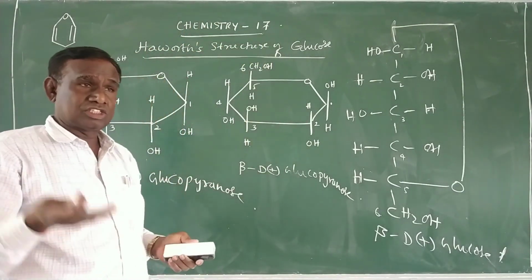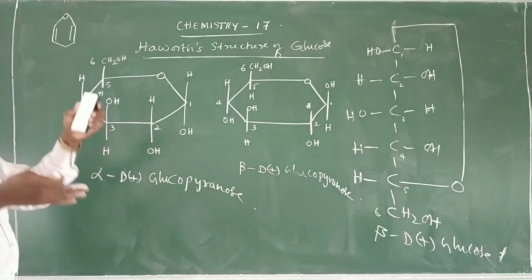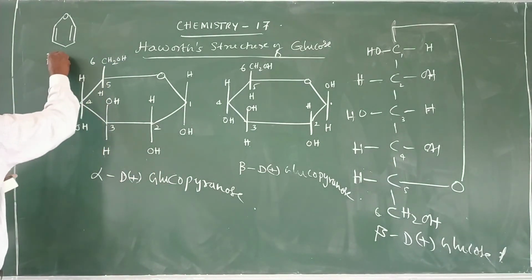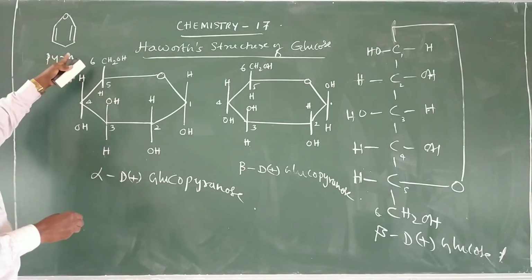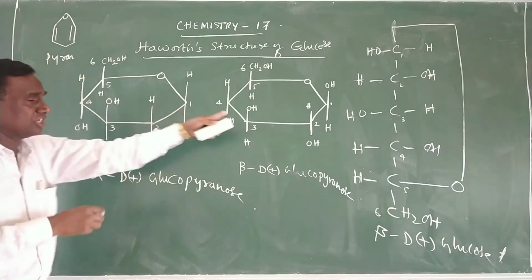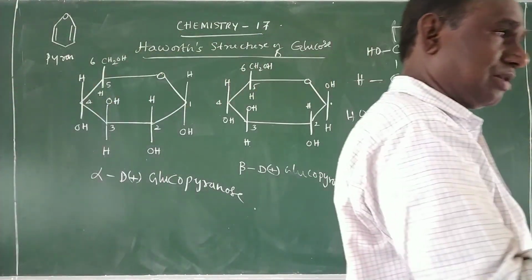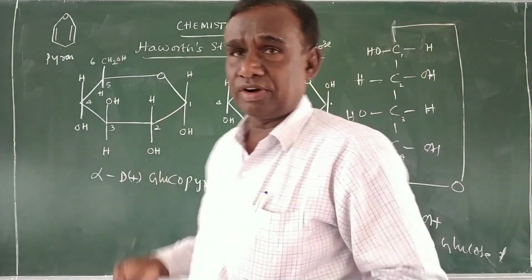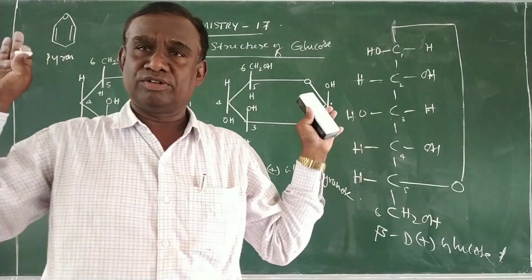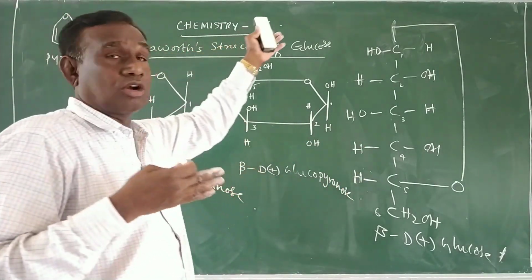But you see, this Haworth ring is generally similar to that of the pyran structure. Therefore this structure is also called the pyranose ring structure, because our structure is similar to pyran. Therefore, it is called the pyranose structure of glucose: alpha D glucopyranose, beta D glucopyranose. That ends our structure for glucose.